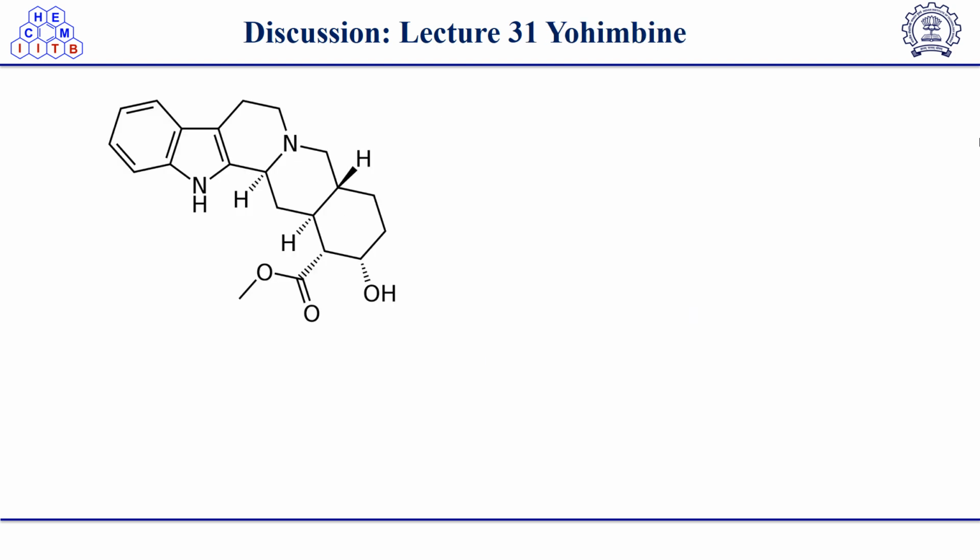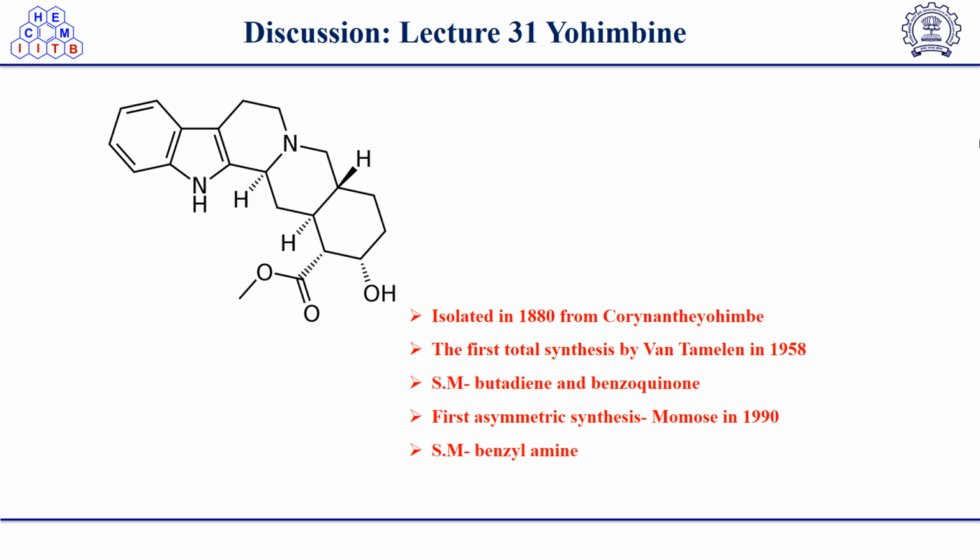Now, lecture 31 was about yohimbine, where we saw the application of the Diels-Alder reaction in the total synthesis of yohimbine by van Tamelen, and intramolecular Michael addition in the total synthesis by Morrison. So two total syntheses were discussed for this natural product yohimbine. As we can see from the structure, the core structure is the same as that of reserpine, and this was isolated in 1880 from Corynanthe yohimbe. And the first total synthesis was reported by van Tamelen in 1958, which was a racemic total synthesis.